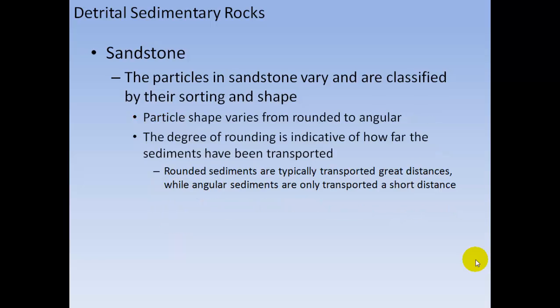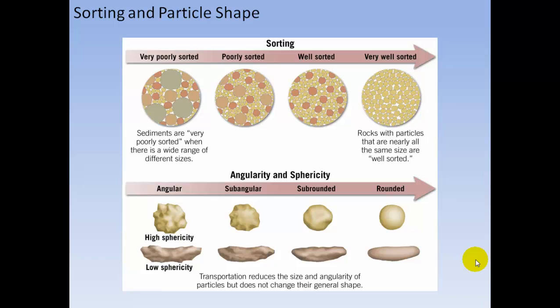Particles of sandstone also are classified by their shape. Particle shape varies from rounded to angular. The degree of rounding is indicative of how far the sediments have been transported. Rounded sediments are typically transported great distances, while angular sediments are only transported a short distance. There's more opportunity for mechanical weathering to occur while a sediment is being transported. That's why those that travel farther are more round.